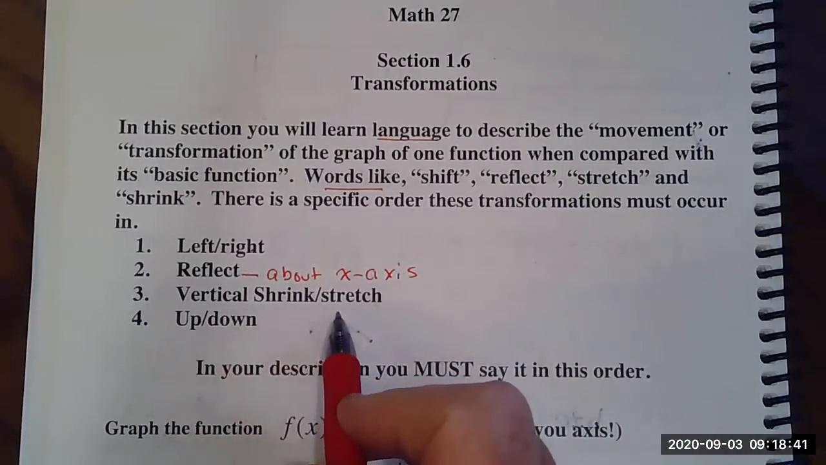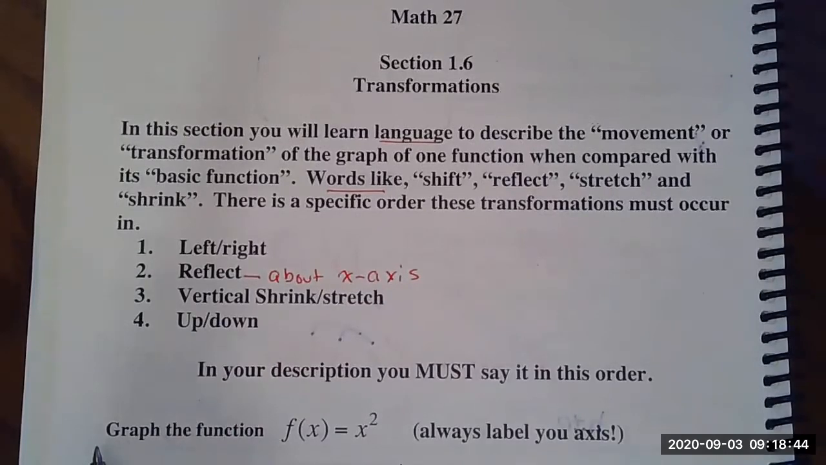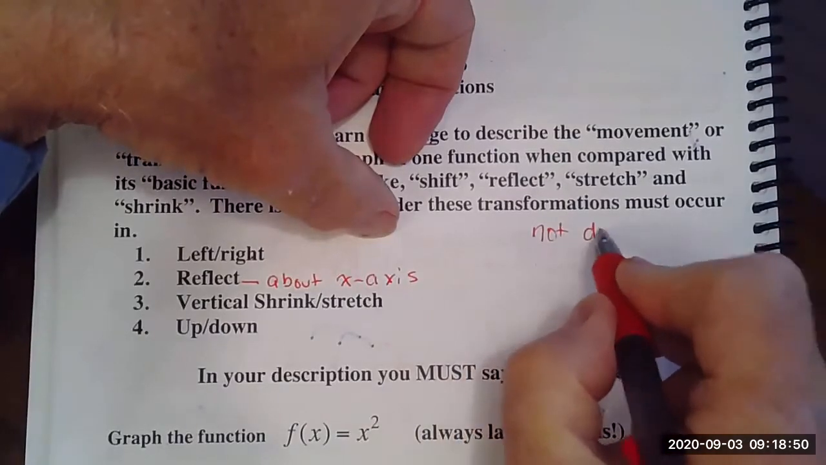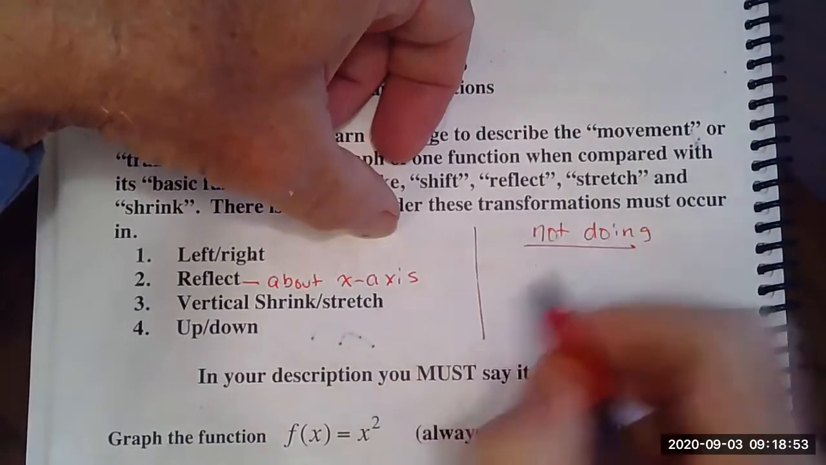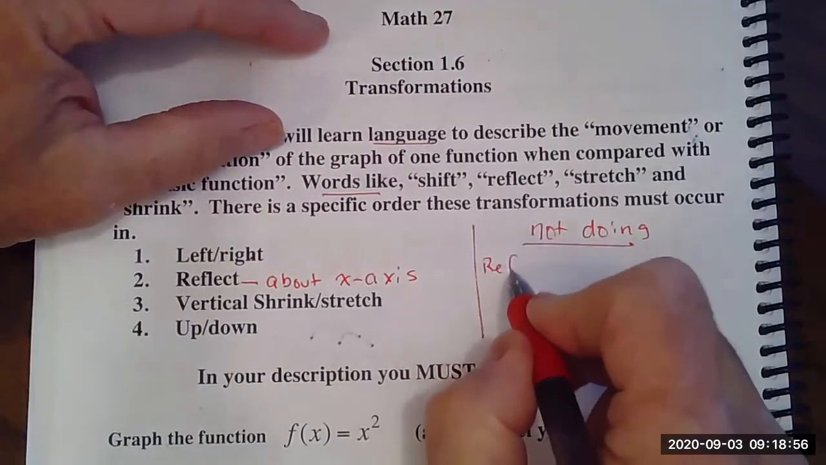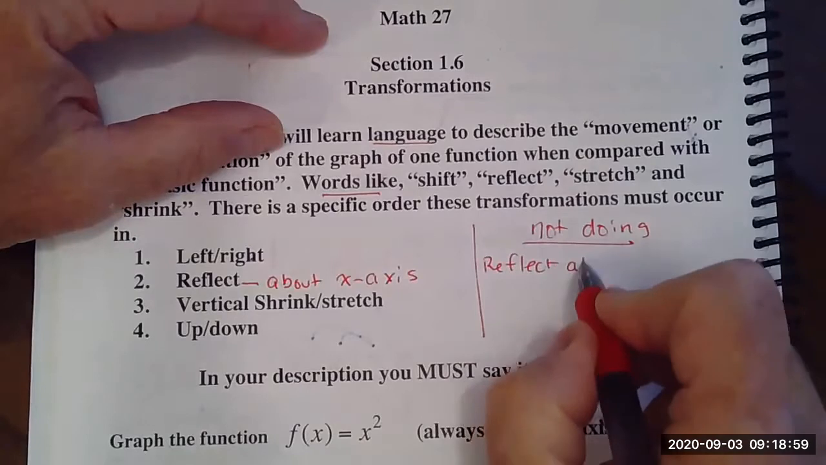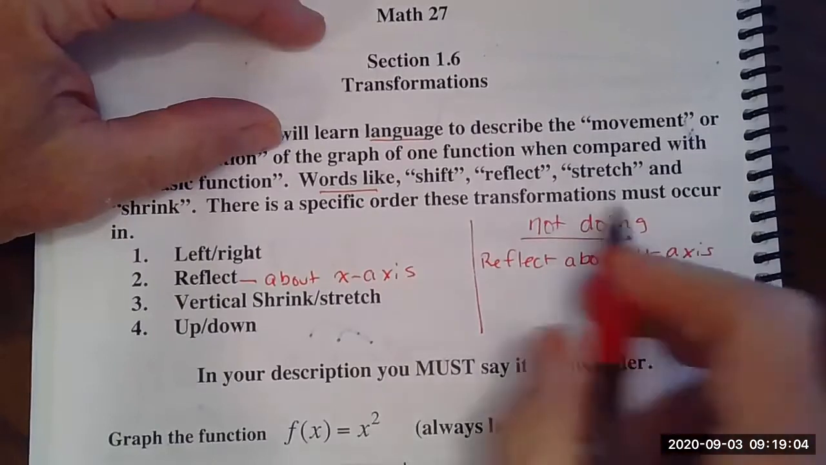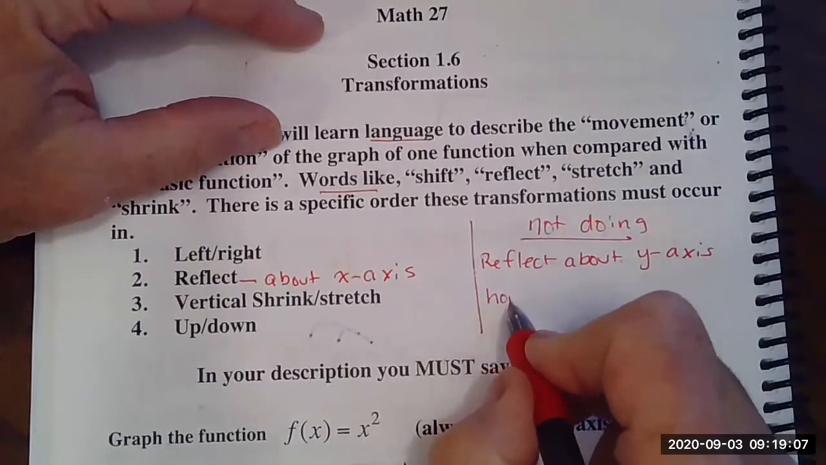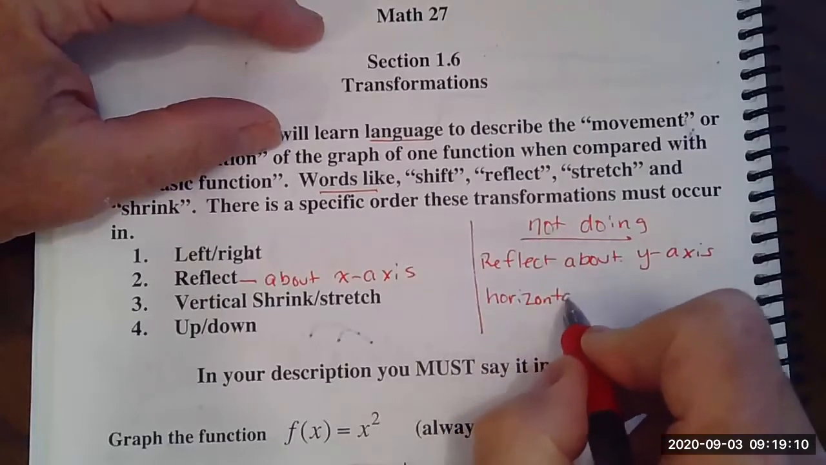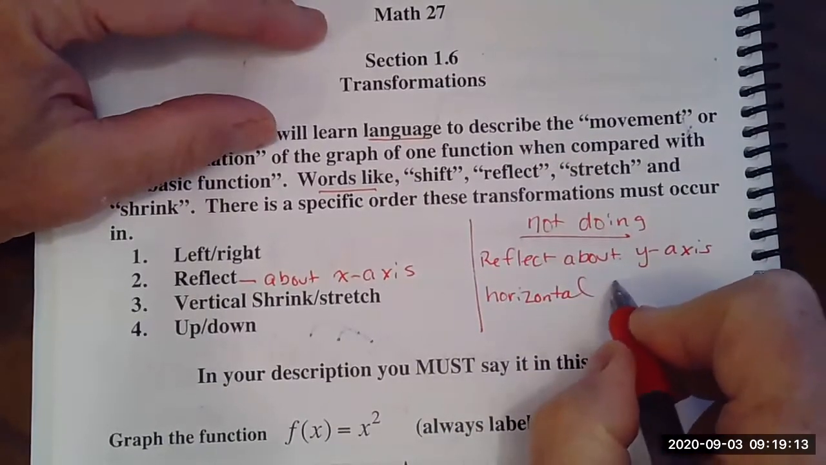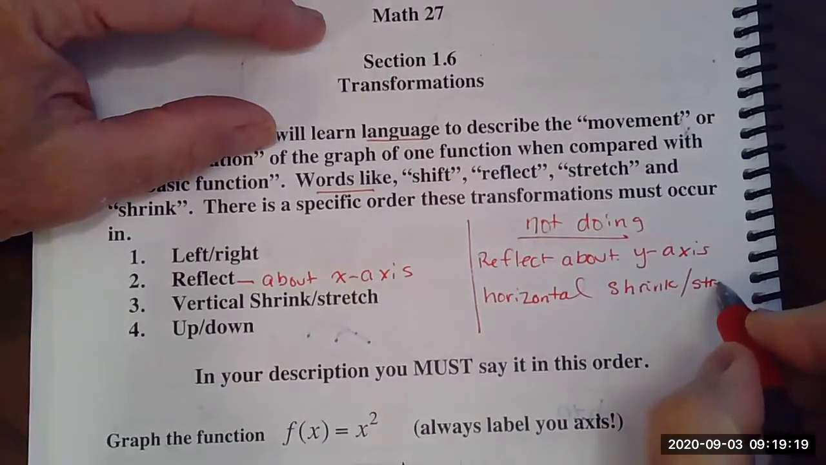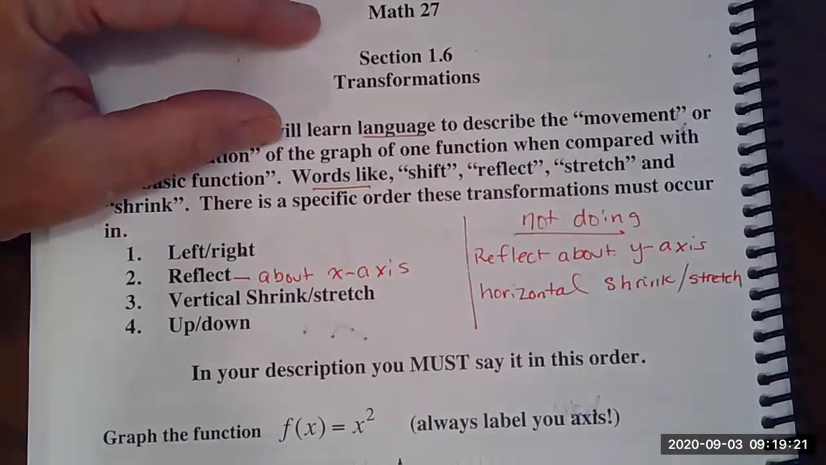Vertical stretch and vertical shrink. I'm not doing the horizontal stretch and horizontal shrink. So I'll tell you what I'm not doing: reflect about the y-axis, and I'm not doing horizontal shrink and stretch. Not doing those.